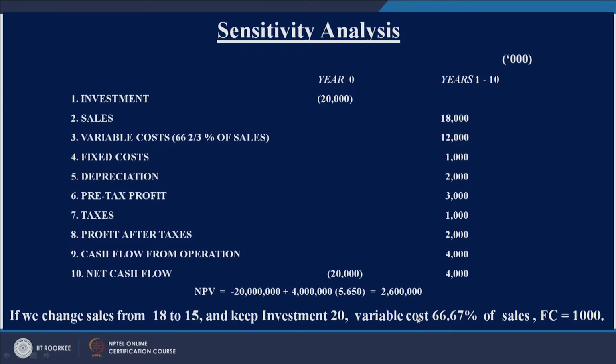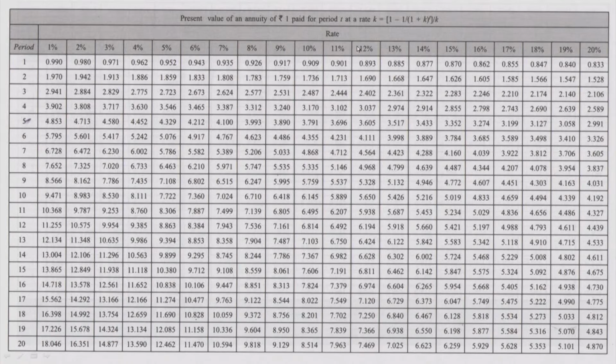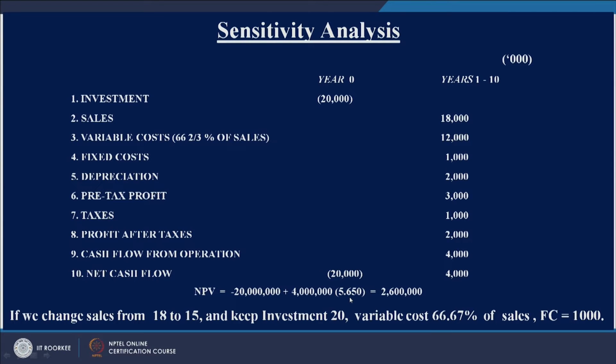So, NPV is 26,00,000,000, right. So, this is a very simple way of calculating NPV, right. How did you get this 5.65 from this particular table? So, 12% and 10th here, it is 5.650, right. Now, this is NPV. Okay.